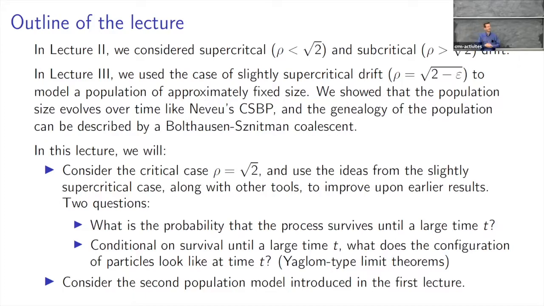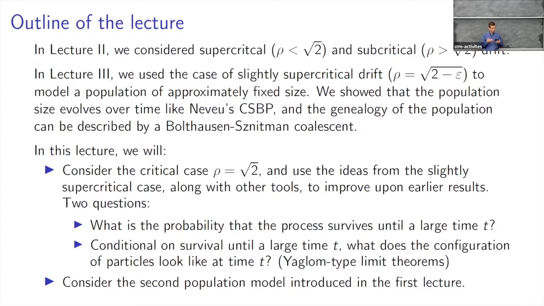Now, in this lecture, we're going to consider the one case that we have not yet considered, which is the case when the drift is exactly critical. So rho is equal to the square root of 2. And we will see that some of the ideas that were developed to study the slightly supercritical case, along with some additional tools, can be used to improve upon some classical results for this process. And so we're going to focus mostly on 2 questions.